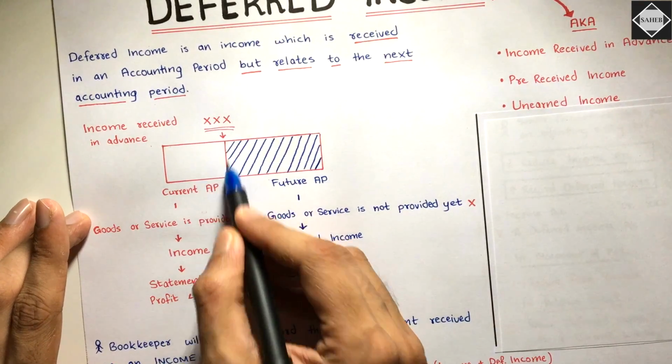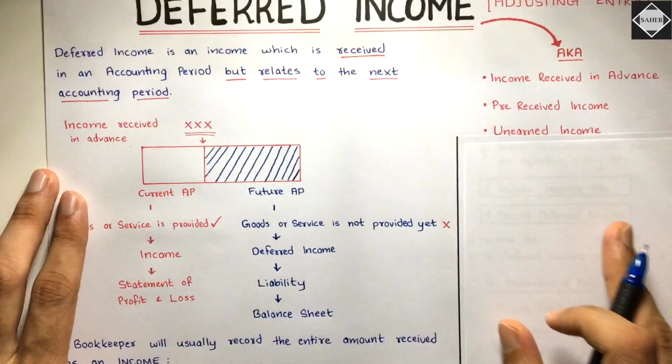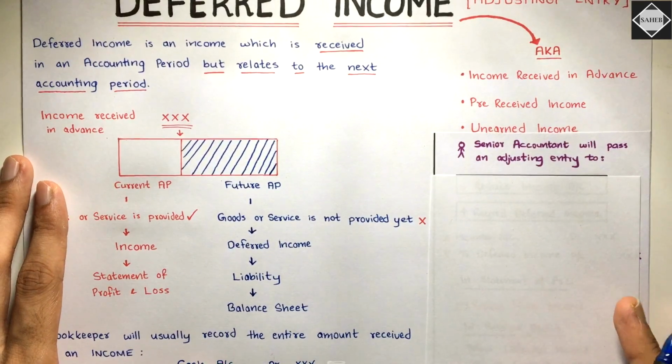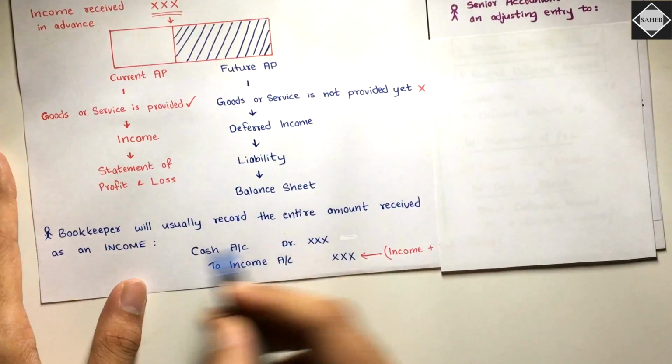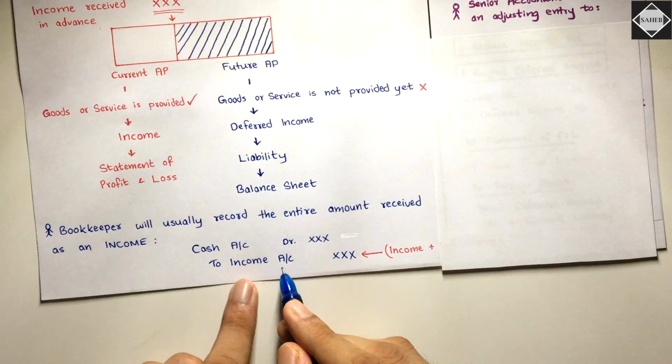At the end of the accounting period, at this red line, the end of the current accounting period, the senior accountant comes and has to pass an adjusting entry. What adjusting entry does he have to pass? Understand what the bookkeeper has done. The bookkeeper has taken the entire 100,000 to the income account.